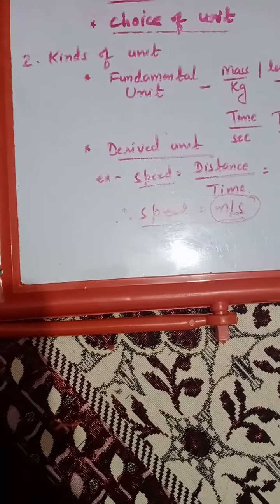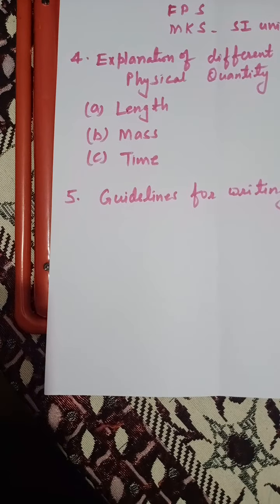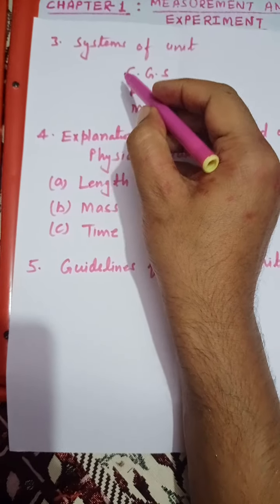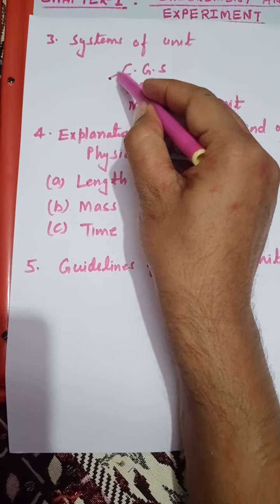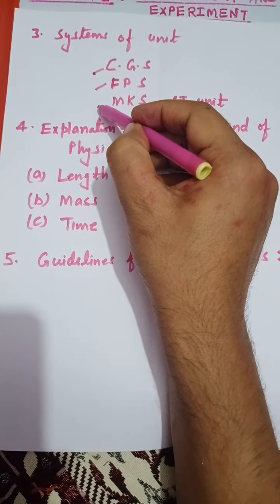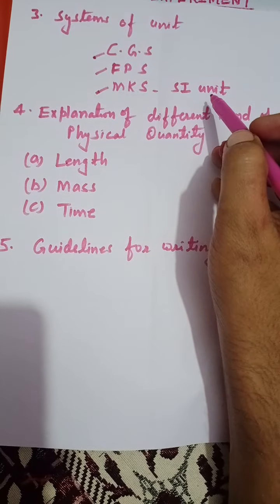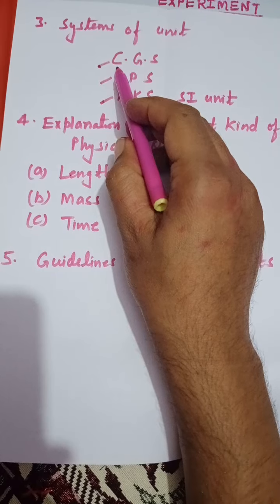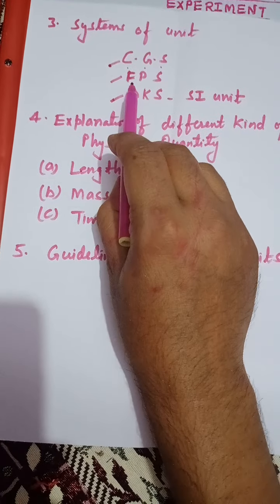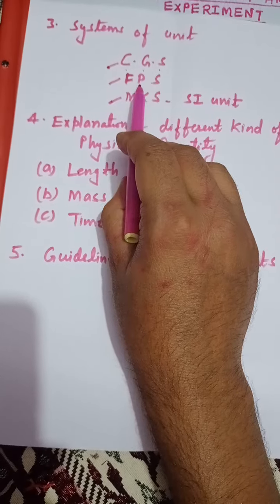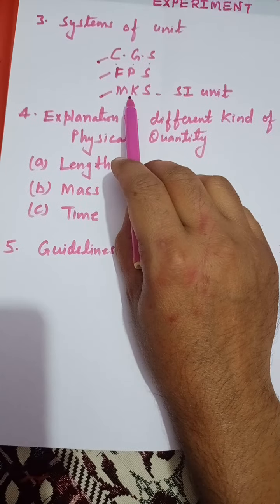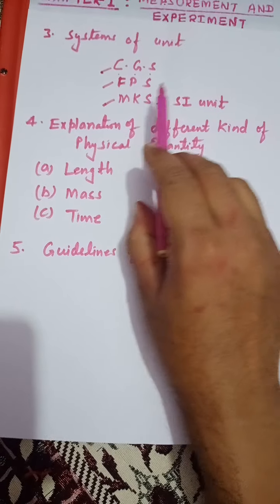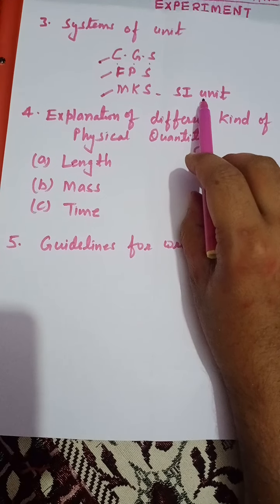So next topic here we have systems of unit. As we all know, there are three systems of unit. One is CGS, another one is FPS, and another one is MKS system of unit, which is also called SI unit. In CGS system of unit we measure a quantity with centimeter, gram, second. In FPS system we measure with foot, pound and second.